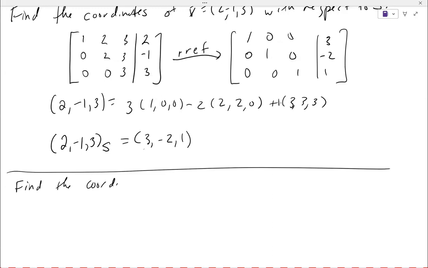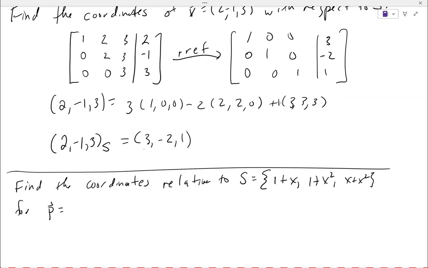Let's do another one, but not things that are necessarily in R^n. Find the coordinates relative to the basis S equals {1 + x, 1 + x^2, x + x^2} for the polynomial p = 2 - x + x^2.